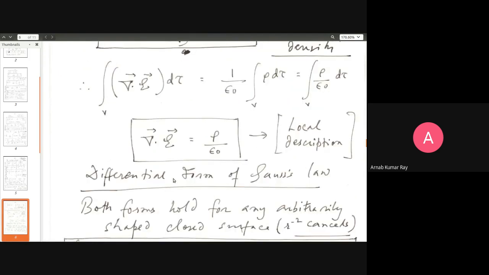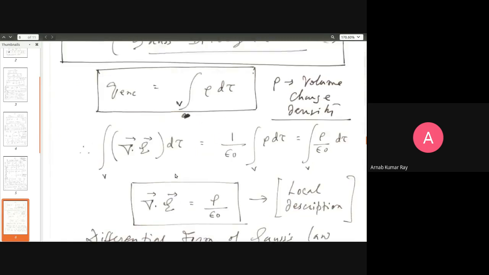What we will do is write the volume integral of divergence of E d tau equal to charge enclosed by epsilon naught, and instead of charge enclosed, I'm writing the volume integral of rho d tau. Epsilon naught is a constant quantity, so it goes inside the volume integral: rho by epsilon naught d tau.